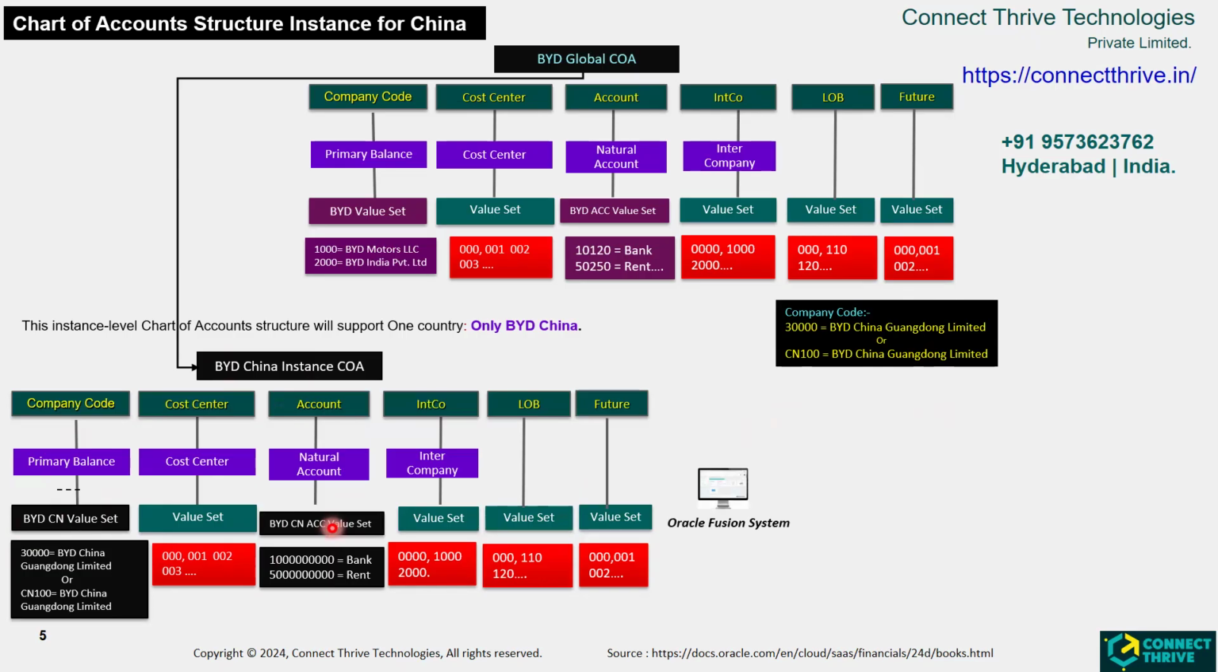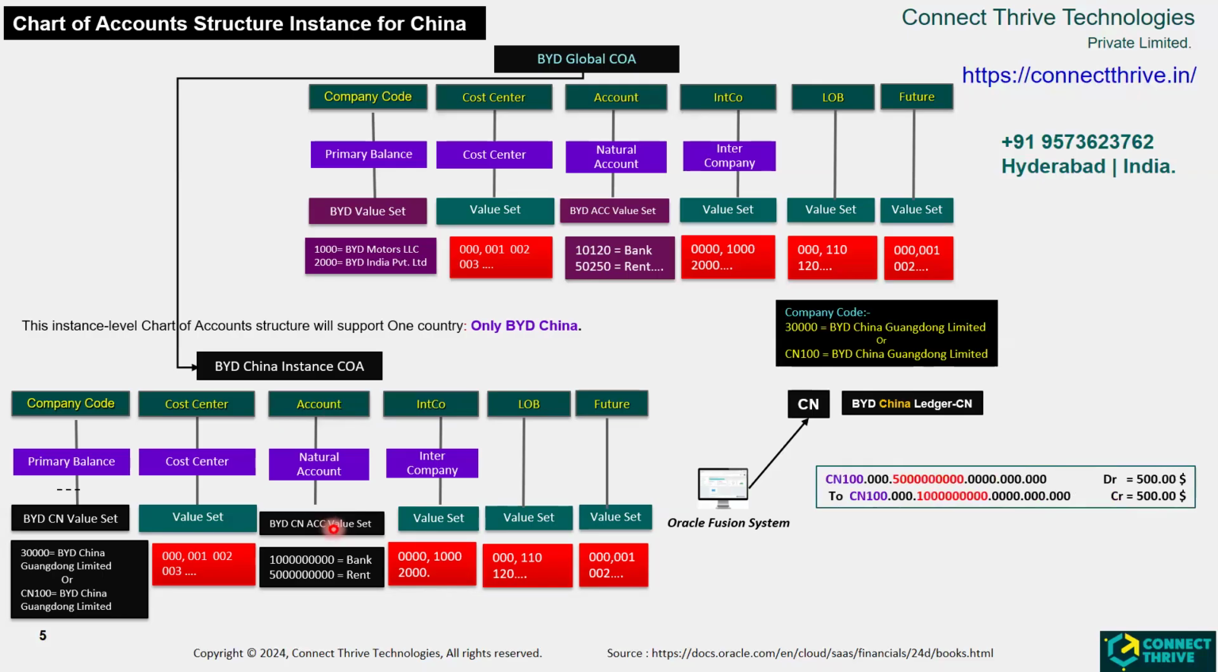So now, whenever I am booking a transaction using the China primary ledger, the values will be defaulted automatically based upon this instance level COA. While creating my China primary ledger, I mapped my instance level China related chart of account structure. BYD China instance level COA I mapped here. Then accordingly, while I am booking these China related company codes, the alphanumeric value here is 100, 5 digits, it's defaulting. We have a requirement of 10 digits for natural account, the rent account is defaulting, same for the credit line also, bank account and then company code.